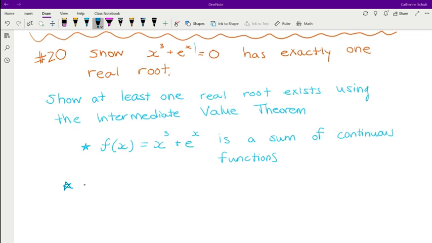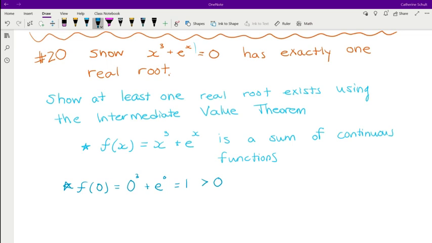So I'm going to focus on when x cubed is positive and negative. So I'm going to plug in 0. I love plugging in 0. Wait, oh my goodness. Let me start over. 0 cubed plus e to the 0 is 0 plus 1 is 1. All right, and that's greater than 0.